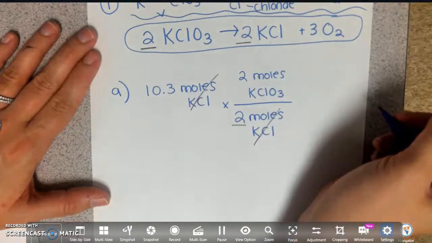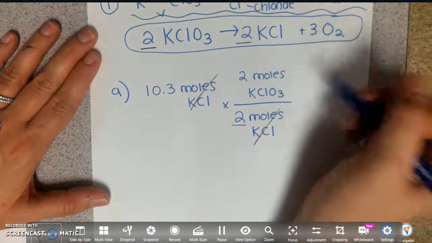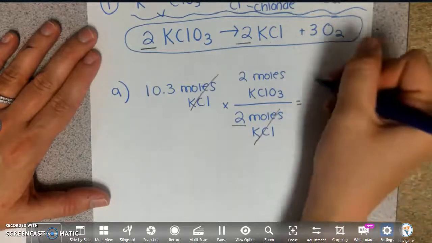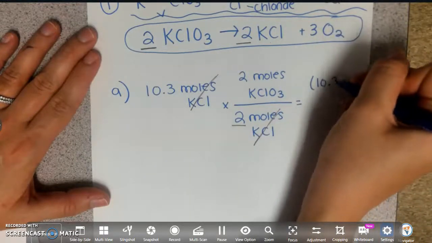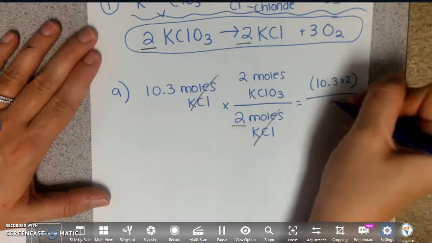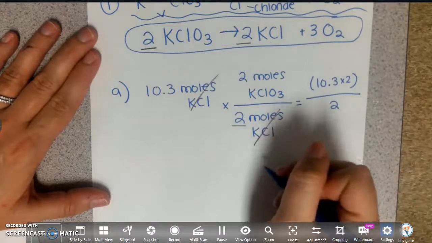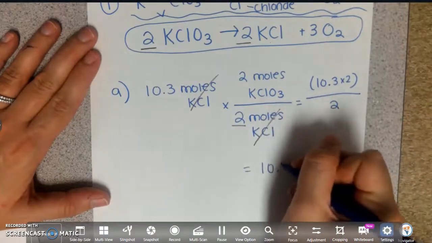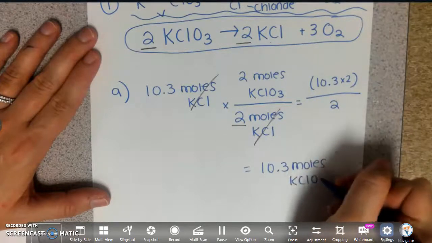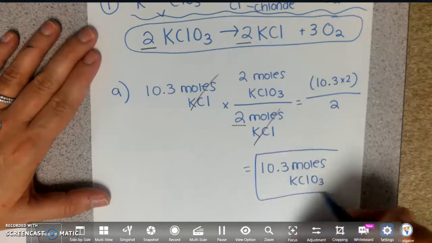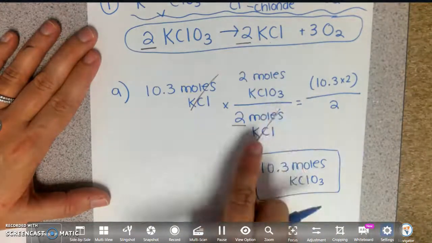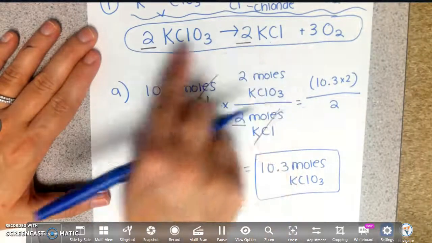Now the problem just wanted moles of potassium chlorate, which is what this unit is. So we can type this into the calculator. To type it in, I would do parentheses 10.3 times 2, and then that's going to get divided by 2 at the bottom. And so your answer actually ends up being 10.3 moles of KClO3. So this right here is our new conversion. And again, I got these numbers from my balanced equation.